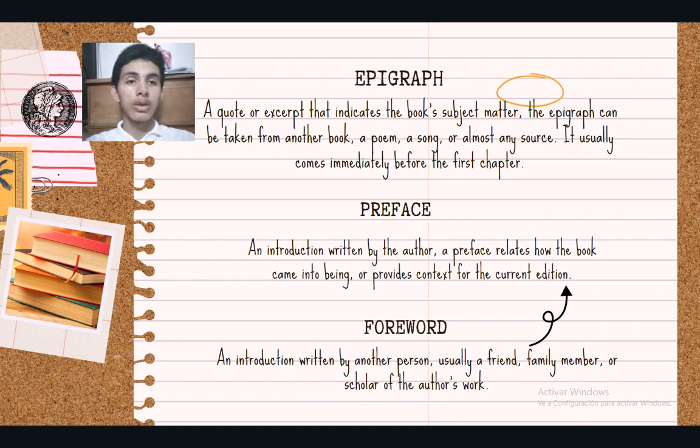We also have the preface, which is an introduction written by the author. A preface relates how the book came into being or provides context for the current edition. We also have the foreword, which is an introduction written by another person, usually a friend, family member, or scholar of the author's work.